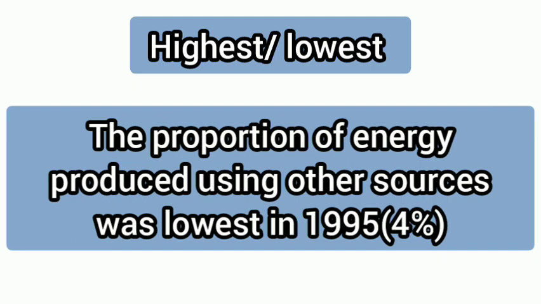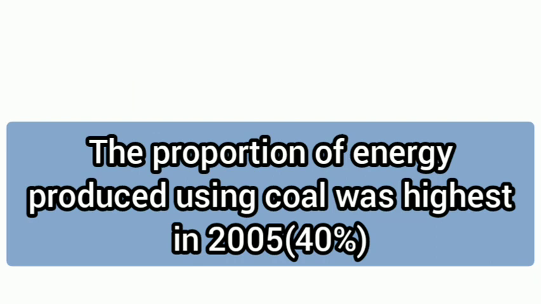So the next sentence is used when we have to show something is highest or lowest. For example, the proportion of energy produced using other sources was lowest in 1995. The example for highest is the proportion of energy produced using coal was highest in 2005.